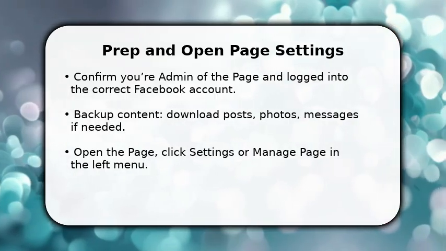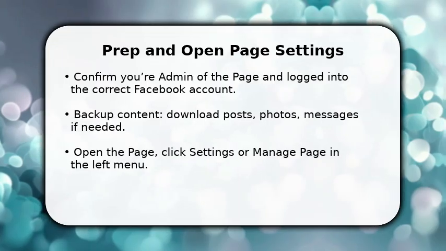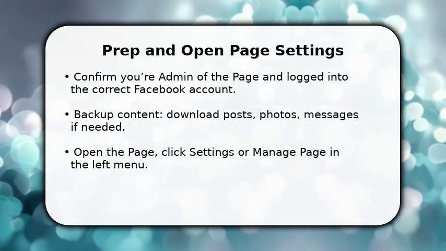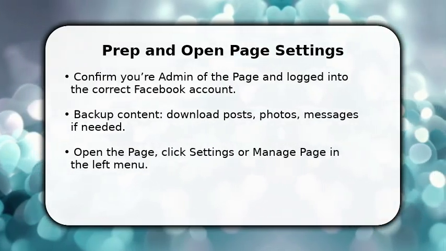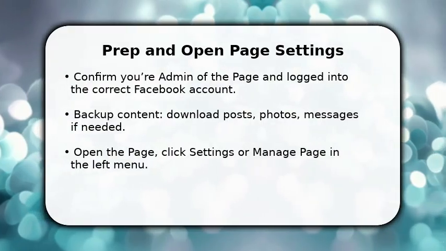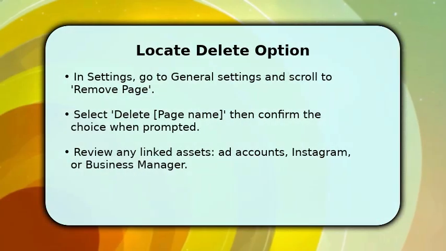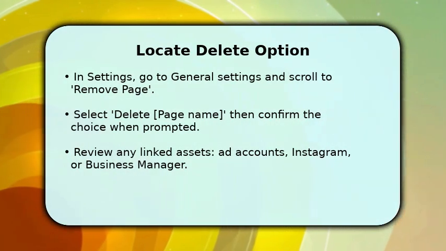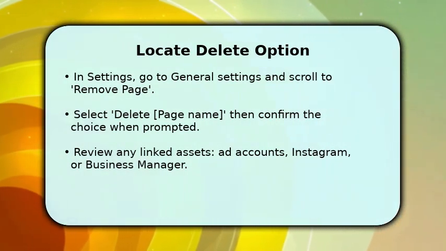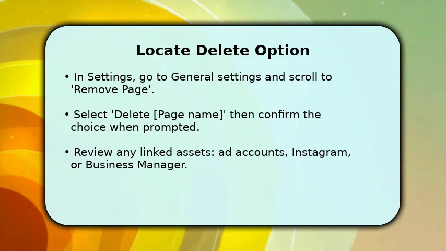This starts the deletion workflow, so don't skip verification steps and make sure you're acting on the correct page to avoid accidental removal of a different property. Once in General Settings, scroll down until you find Remove Page, which houses the Delete option. You'll see Delete Page Name, select it, and Facebook will show a confirmation prompt.